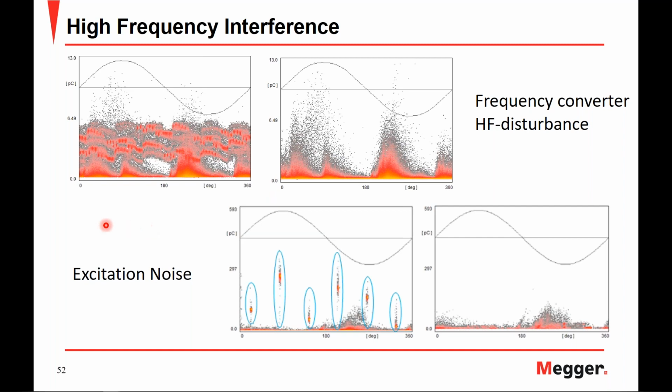In the bottom example, we have excitation noise that can be introduced by diode or thyristor firing, as seen in the diagram on the left, or the PRPD pattern on the left. Now again, this type of disturbance can be removed by simply using the high frequency CT and the gating function, resulting in a nice clean measurement.